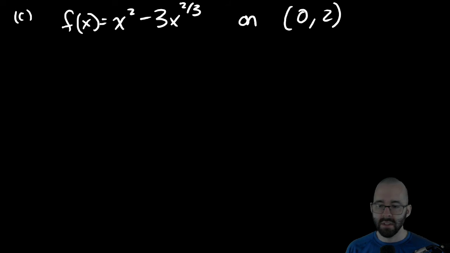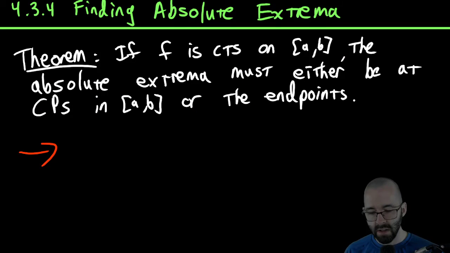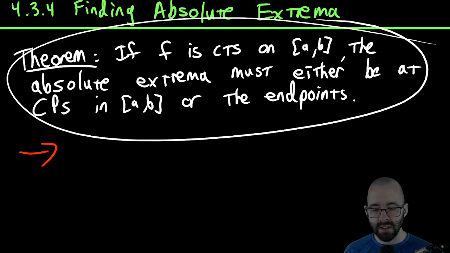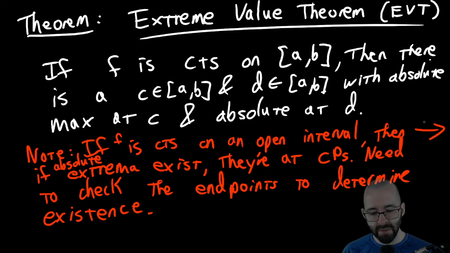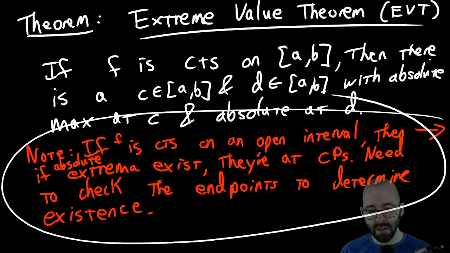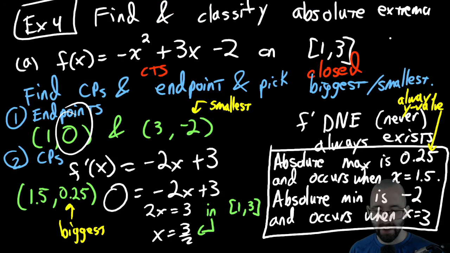Well, if it's open, it's a slightly different graph, and the method is a little different. If it's closed, we're guaranteed absolute extrema. We had that back here. If it's closed and continuous, we're guaranteed absolute extrema. But if it's open, we're not guaranteed absolute extrema. We have to look at the critical point still, and then also look at the end behavior in that interval. Look at the limits at either side.